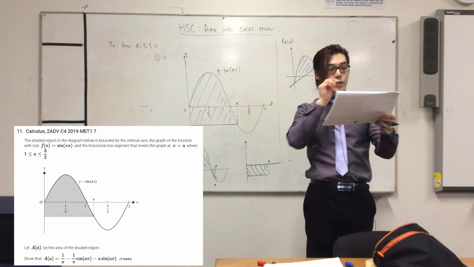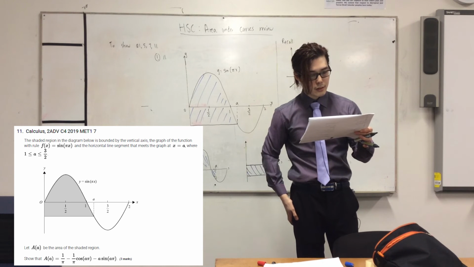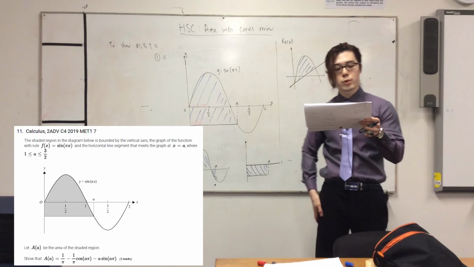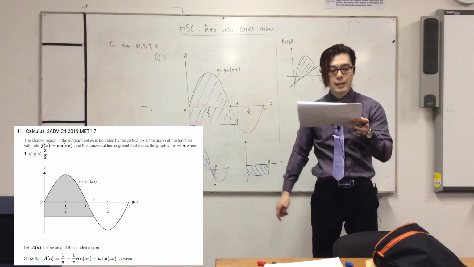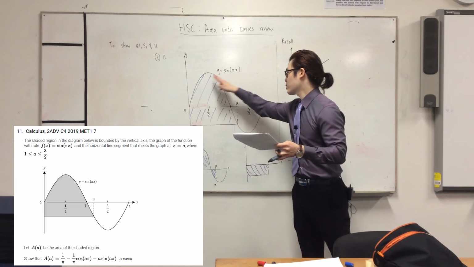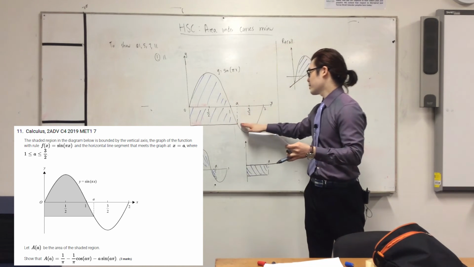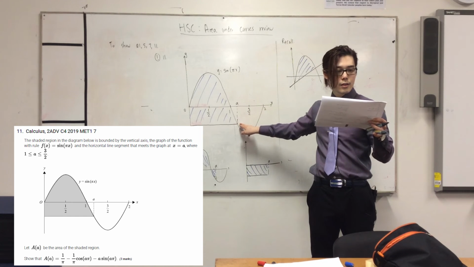Okay? The shaded region in the diagram below is bounded by the vertical axis, the graph of the function with the rule f of x equals sine pi x. So this is the curve sine pi x. And the horizontal line segment that meets the graph at x equals to a. So this graph meets the graph at x equals to a, which is just a horizontal line.